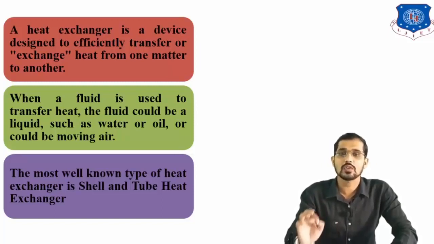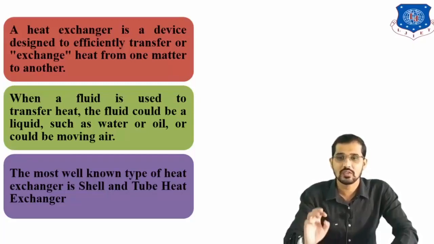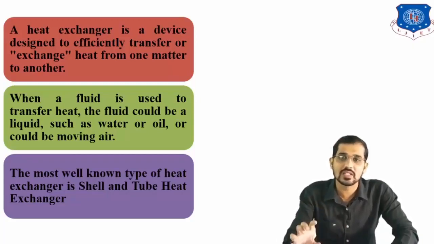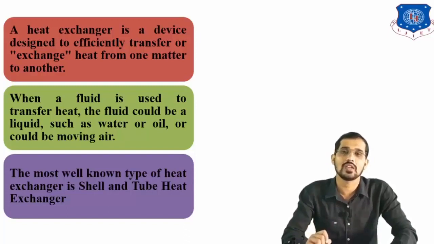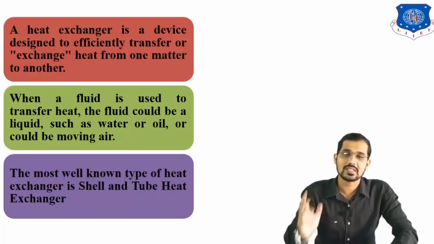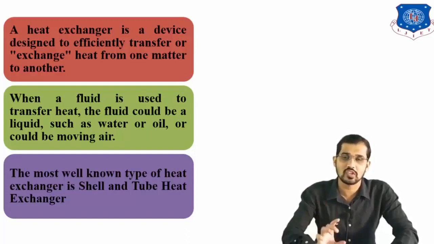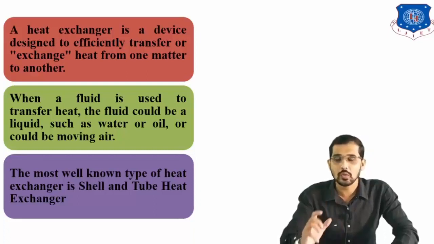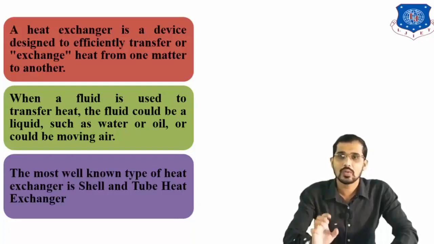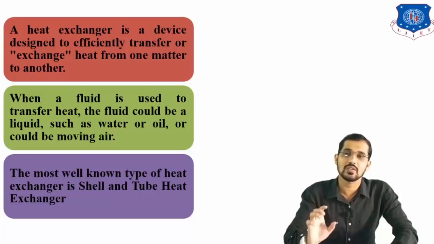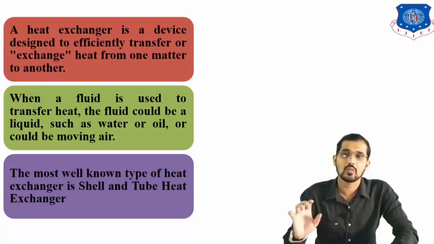After that, the most well-known type of heat exchanger which is used in chemical industries in the current scenario is the shell and tube heat exchanger. In the previous lecture I discussed shell and tube heat exchanger in detail, where I told you what is the significance of baffle, what is the significance of tube side, what is the significance of shell side. After that, what is the meaning of parallel flow heat exchanger, co-current flow heat exchanger and cross current flow heat exchanger.